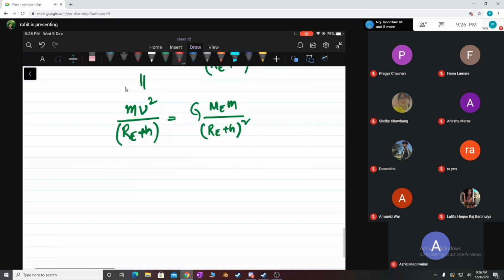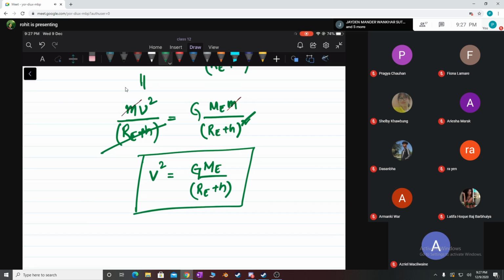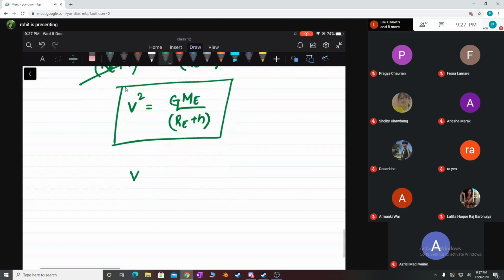Check what gets cancelled. The m gets cancelled with this m. This is re plus h and this is re plus h square, so I get the square cancelled. I simply get v square, velocity square, equal to capital G M E, the mass of the earth, divided by re plus h. So this is the formula I'm getting for velocity square. When I write it for only velocity, it looks like the square root of capital G M E divided by R E plus H.